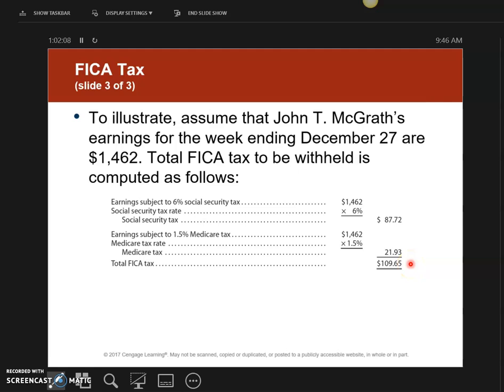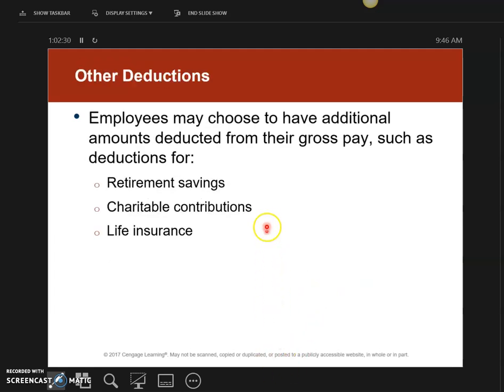Again, you can look at your pay stub, look at your gross earnings, multiply it times 6.2%, and it should match your FICA Social Security on your pay stub. I dare you to check it out. I dare you to look at your pay stub. Make sure it's accurate. Other than this and federal income taxes, there are other things that can be withheld. These are called voluntary deductions. Taxes are mandatory deductions.